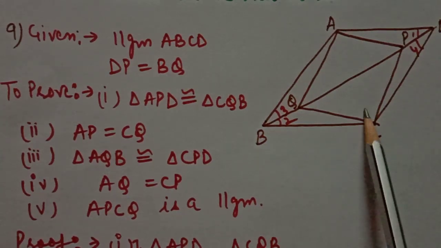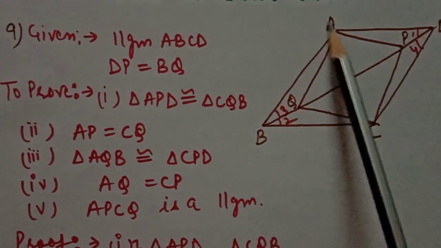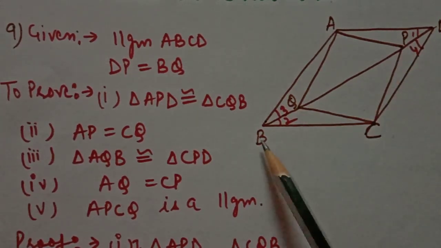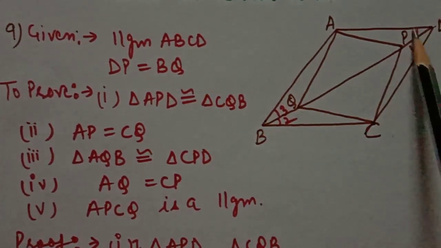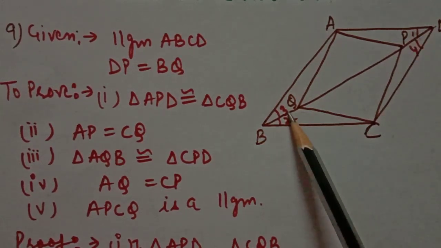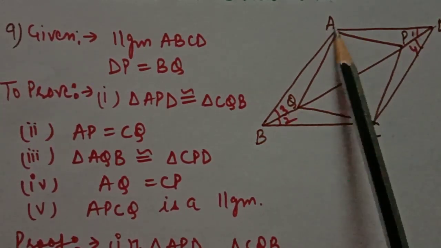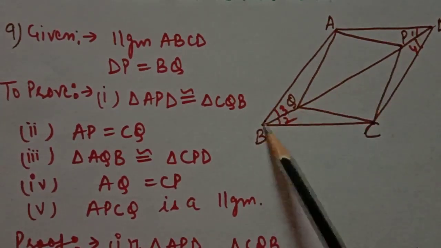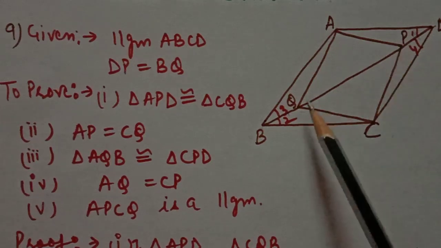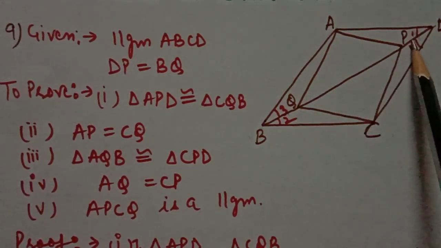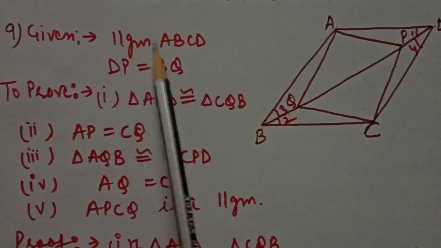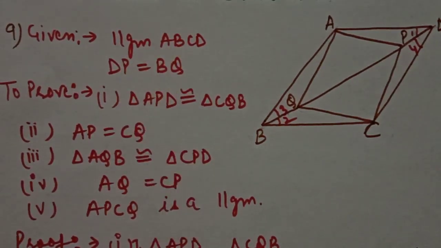In question number 9, it is given that ABCD is a parallelogram and two points P and Q are present on the diagonal BD such that DP and BQ are equal to each other. It means what is given? First of all, ABCD is a parallelogram and we have a diagonal BD. P and Q are two points on the diagonal such that DP and BQ are equal to each other. So students, parallelogram ABCD, DP is equal to BQ. We have to prove five things.